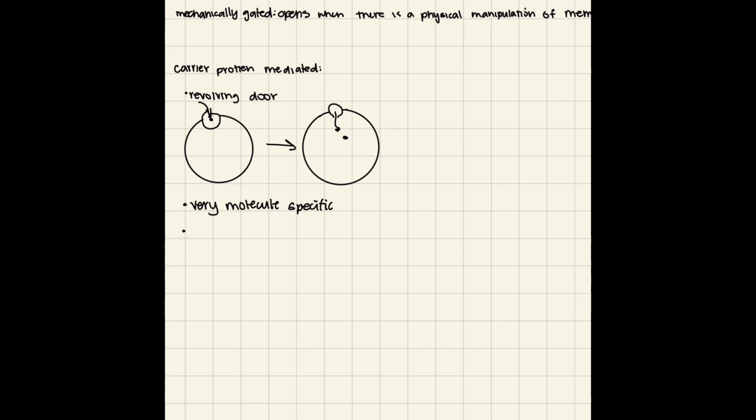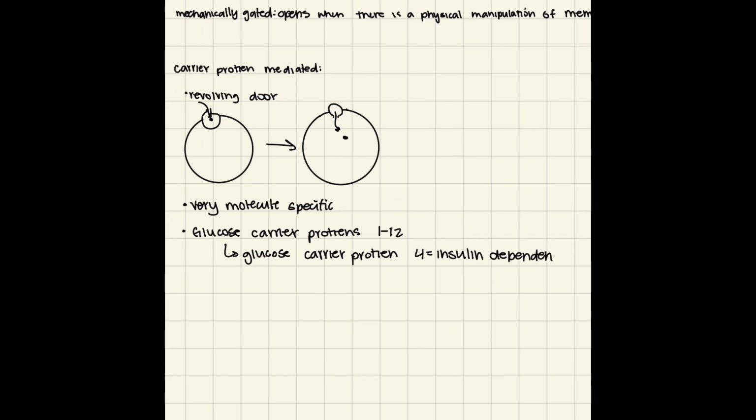Examples of carrier proteins that we need to know are the glucose carrier proteins. We know of 1 through 12. An important one is that the fourth one is insulin dependent, so it needs insulin to function properly.